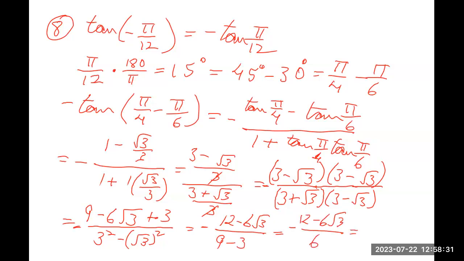And then if you divide top and bottom by 6, this becomes negative 2 minus root 3. Or you can distribute the negative sign, and that's root 3 minus 2. So that's the exact value of tan of negative pi over 12.